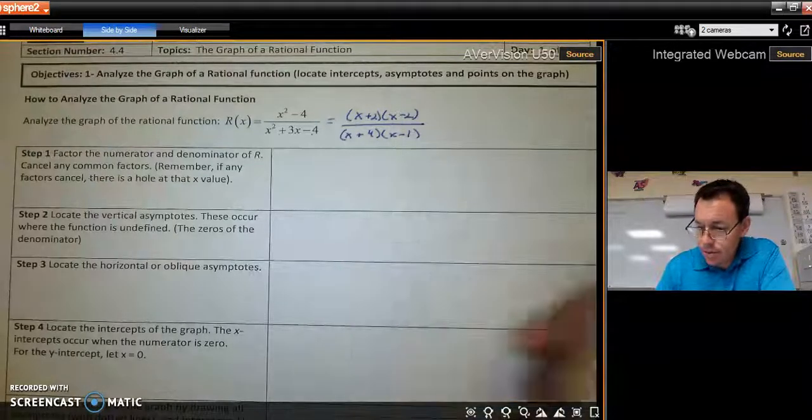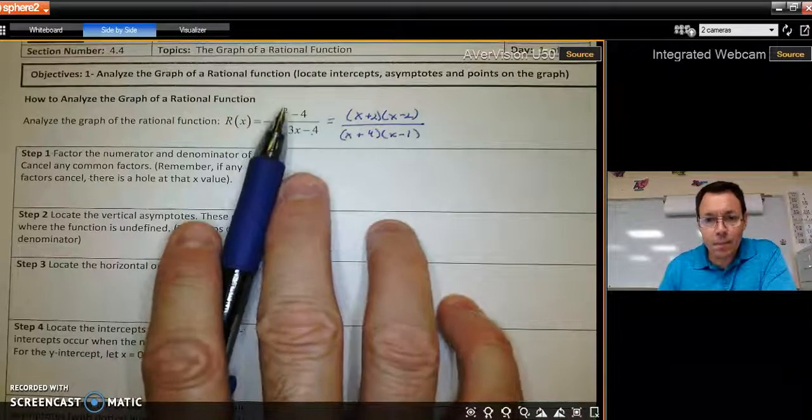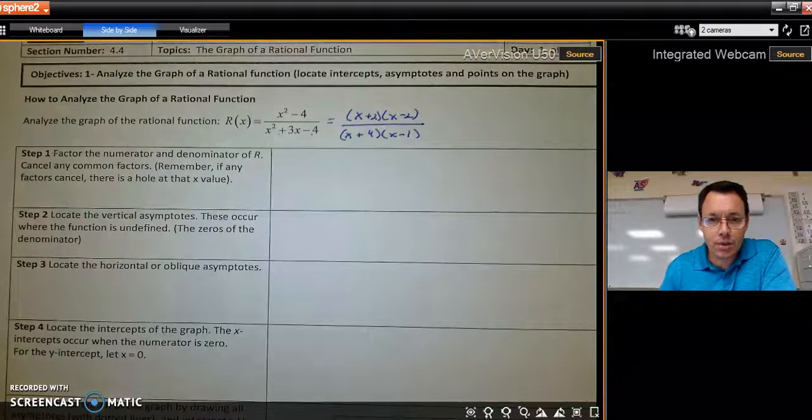So what do we got going on here? Nothing cancels, so that's it. You need the factored and the non-factored form. Both of these versions are going to tell you things about the graph, okay? And so that's going to be important.